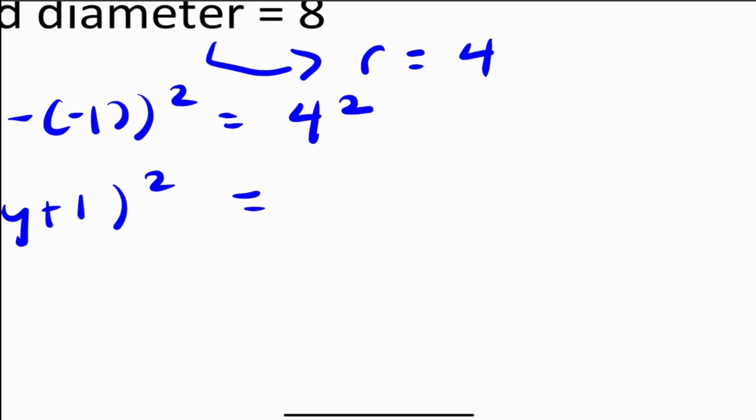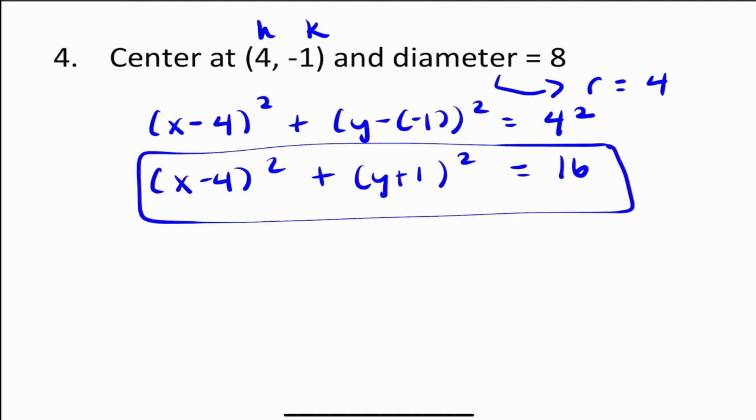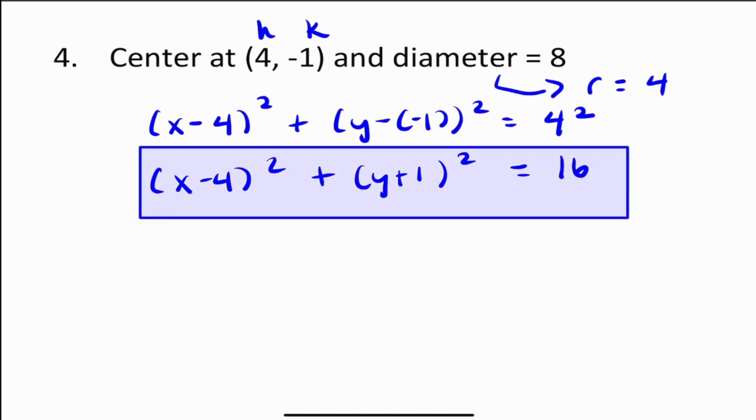and this is where people think 4 squared is 8. Don't make that mistake. 4 squared, 4 times 4, that's 16. And this is your answer. And be sure, I know this is very, very easy, be sure to use your calculator for the basic arithmetic.